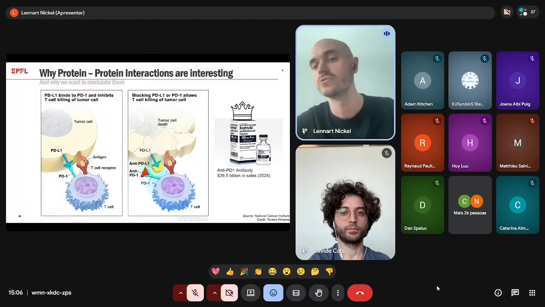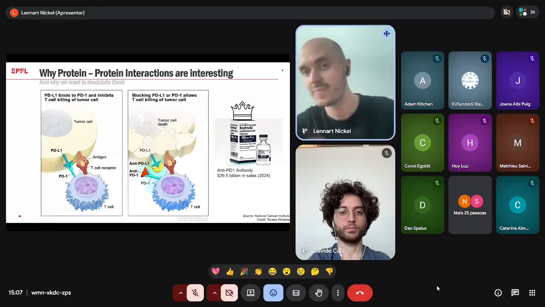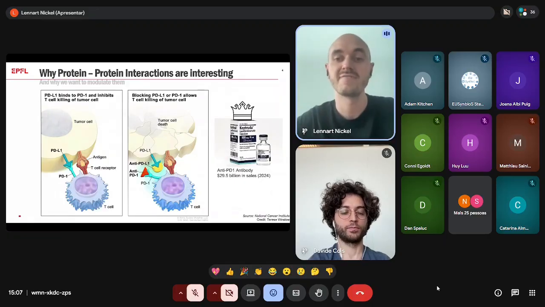And actually one of the most successful drugs in the world is Keytruda, an anti-PD-1 antibody. I think in 2024 it was the most successful drug out there. So there's really a motivation, and also a lot of money involved, in developing molecules that can influence protein-protein interactions. And so if we can do this fast and efficiently from scratch, this would be great.